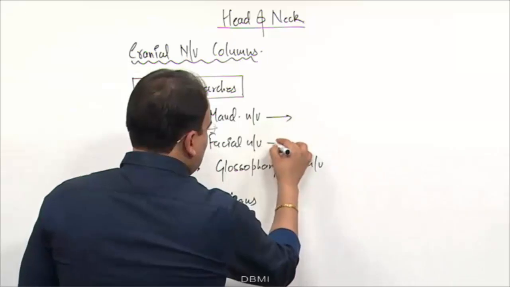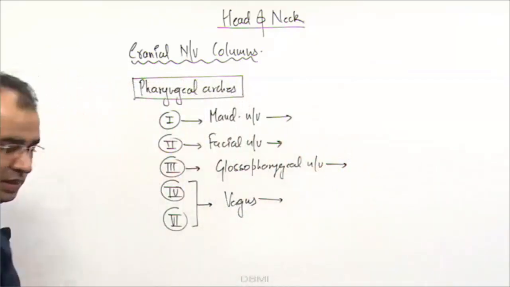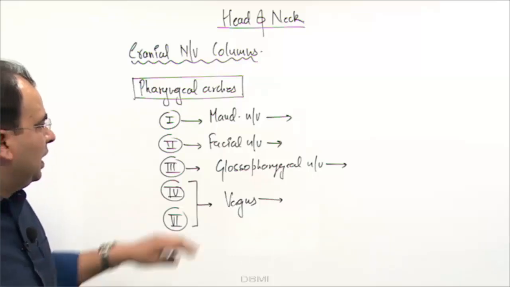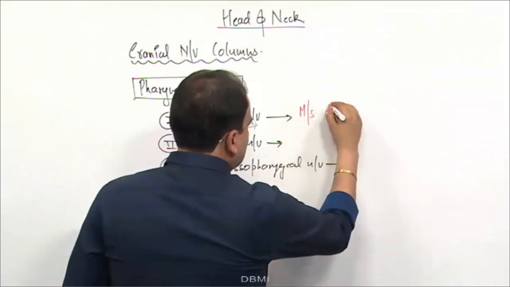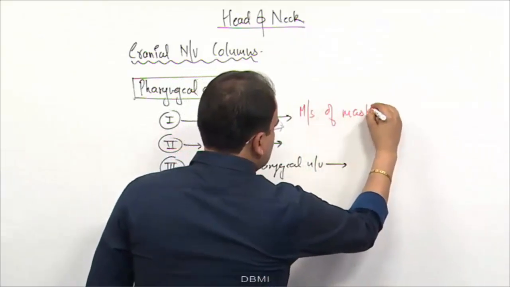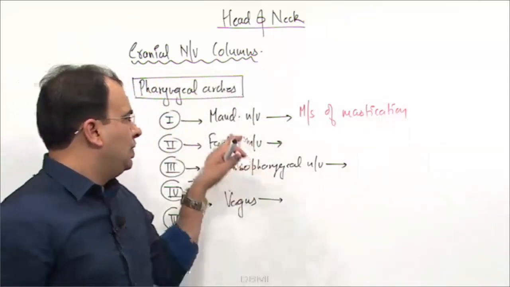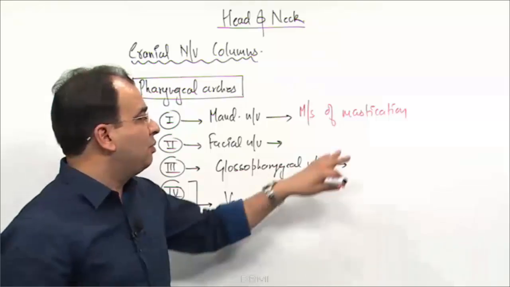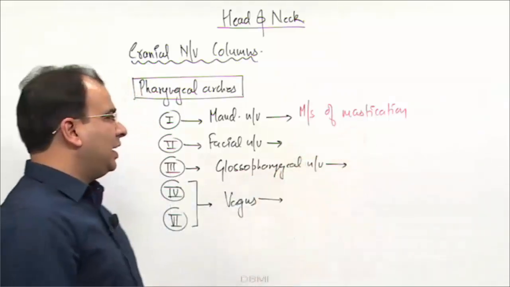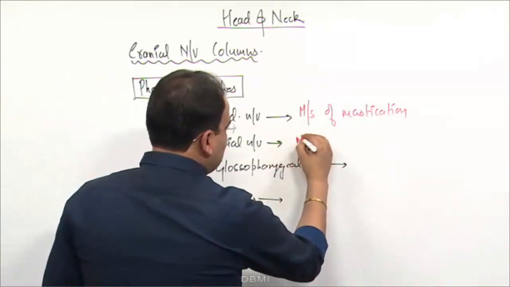Mandibular nerve supplies what muscle? First we need to see what are these skeletal muscles which are supplied in these pharyngeal arch columns. Mandibular arch supplies muscles of mastication. When we talk about the mandibular nerve, we'll see there are many other muscles which are supplied by the mandibular nerve apart from muscles of mastication, but right now let's stick to the muscles of mastication broadly. Facial nerve supplies muscles of facial expression.